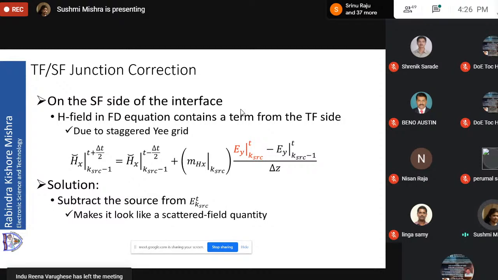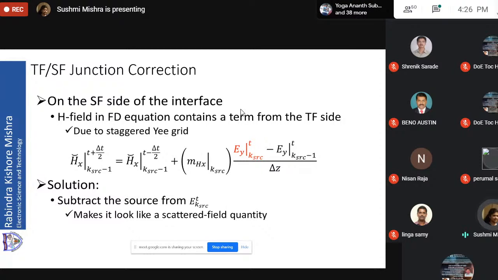Then the material parameter is multiplied, so I am not concerned with that. Then look at the curl, Ey ksrc. This is in the normal FDTD update equation that gives us this. The Ey ksrc. What is this ksrc? This is on the other side, in the total field side. Minus Ey ksrc minus 1. So that remains as it is. So this is the complete picture.